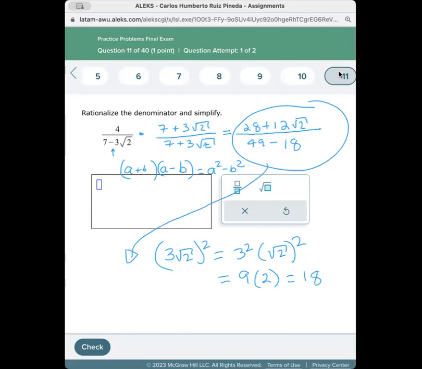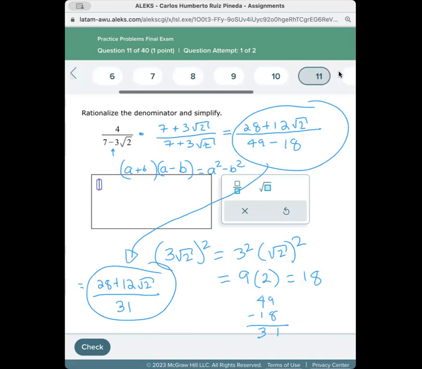This answer is not complete. 28 plus 12 square root of 2 divided by 49 minus 18. We get 31. So if you notice, 31 is a prime number. So we cannot factor this anymore. So we have to stop there, and that is my final answer.